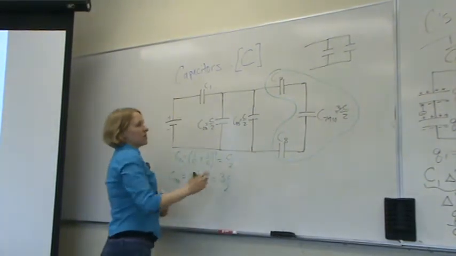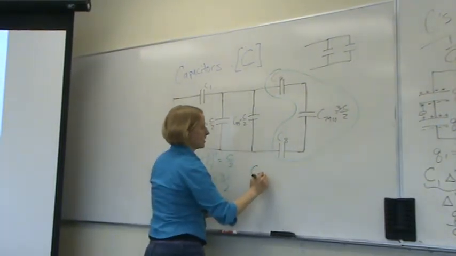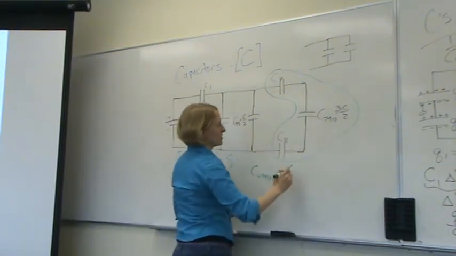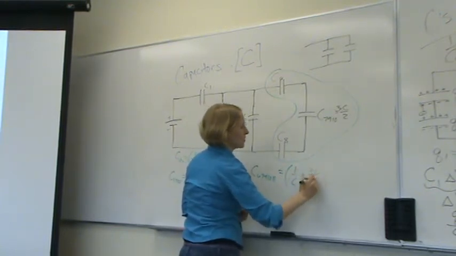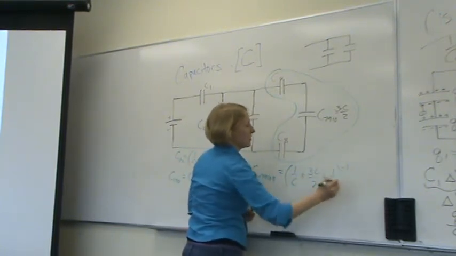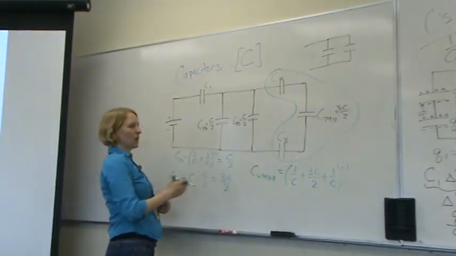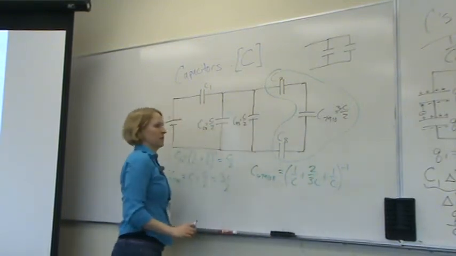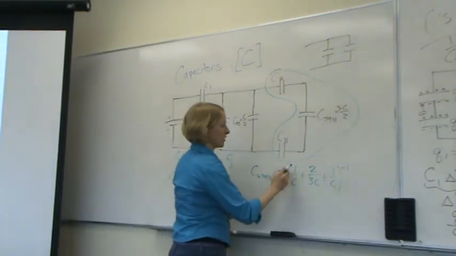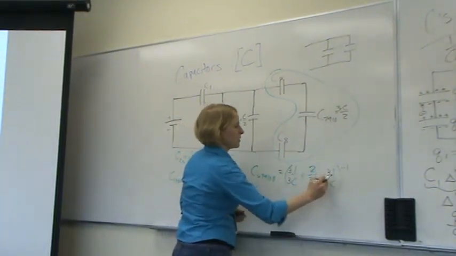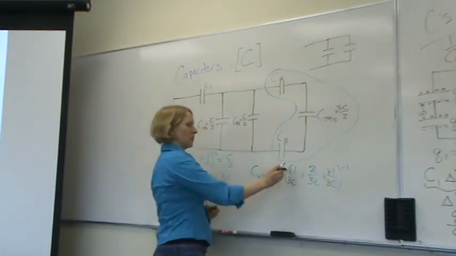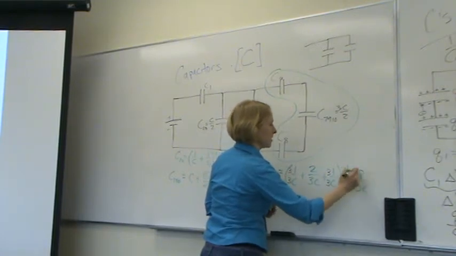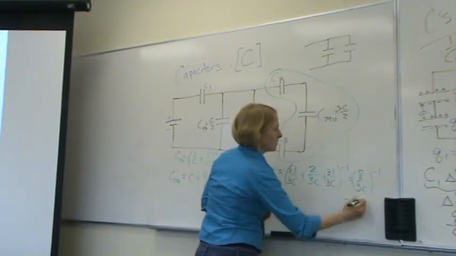So that would be C6,7,9,10,8. And the series equation, so we've got 1 over C plus 2 over 3C plus 1 over C, all to the negative 1. Oh, not 3C over 2, it would be 2 over 3C. So we have to do a common denominator here, right? 3 over 3, 3 over 3. So 3, 4, 5, 6, 7, 8. So 8 over 3C to the negative 1, 3C over 8, yeah.